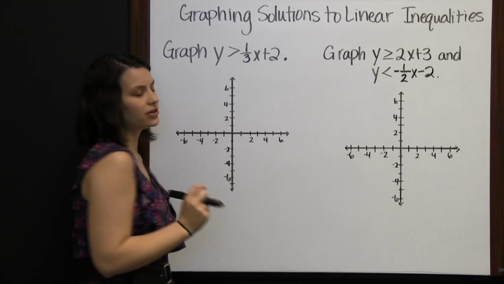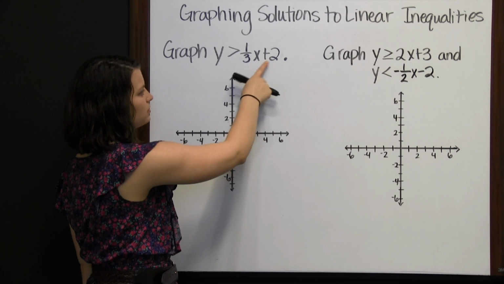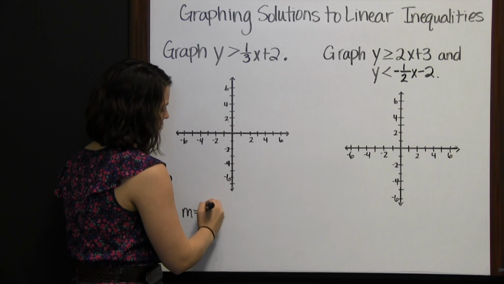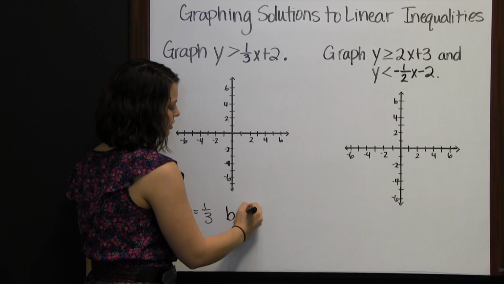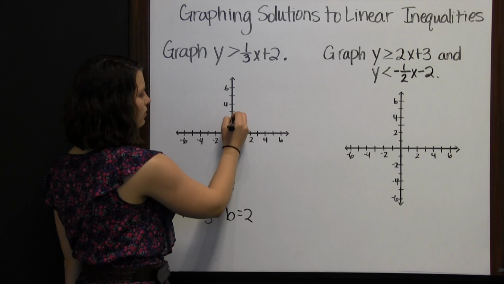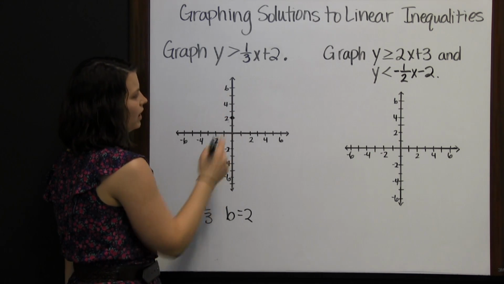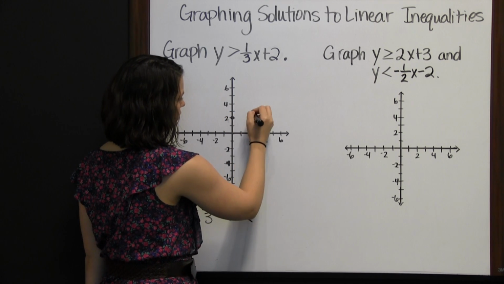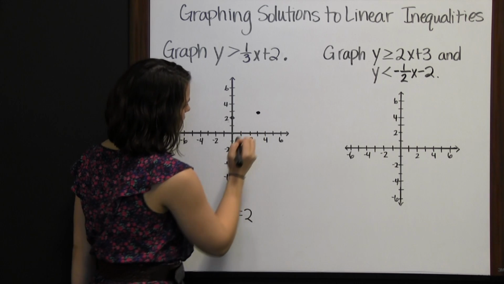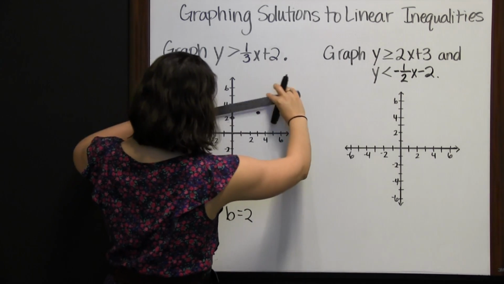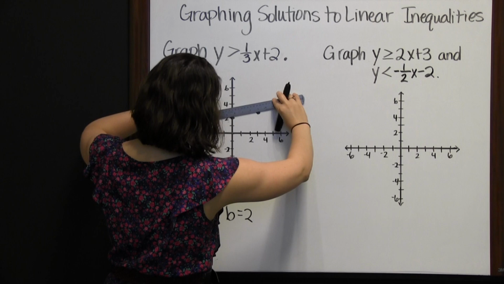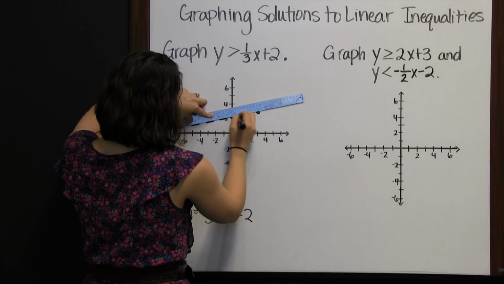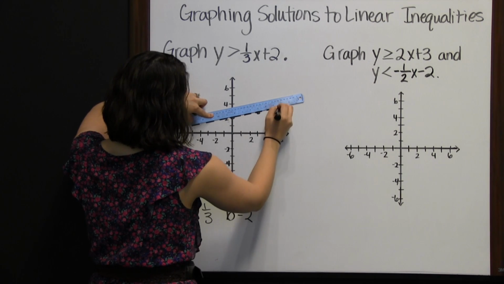This is in slope-intercept form. y equals mx plus b. So our slope is 1/3, and our y-intercept is 2. So we're going to start with our y-intercept at 2, and then use our slope to find our next point. Rise 1, run 1, 2, 3. And then we'll draw our dashed line, connecting our 2 points.